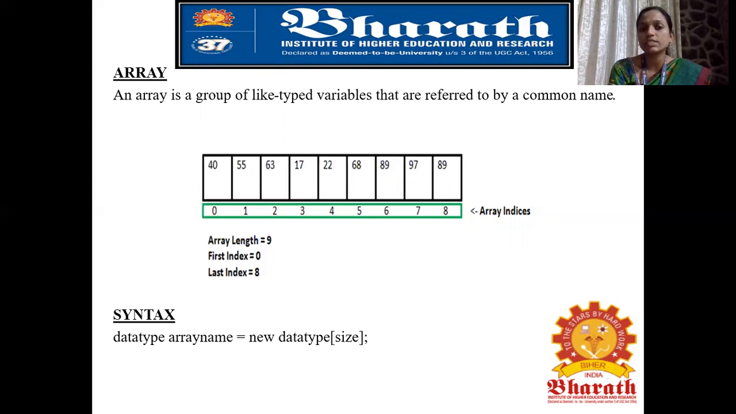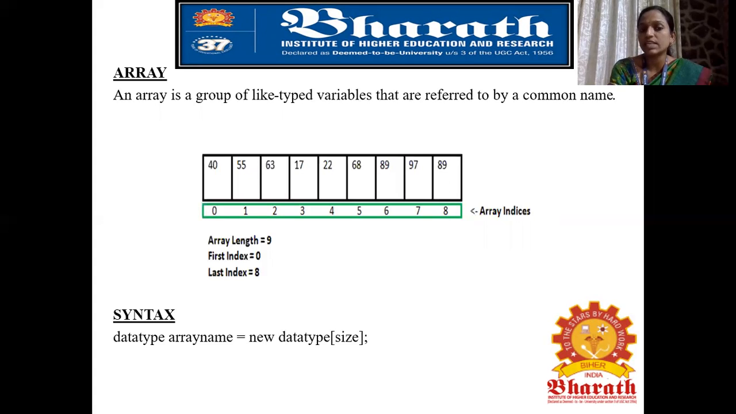40, 55, 63, 70, 22, 68, 89, 97, 89. Totally how many elements are there? We can call these elements. 9 elements. Arrays always start with 0. So what is the length of that array? We have to count it, and totally there are 9 elements. So array length is 9.